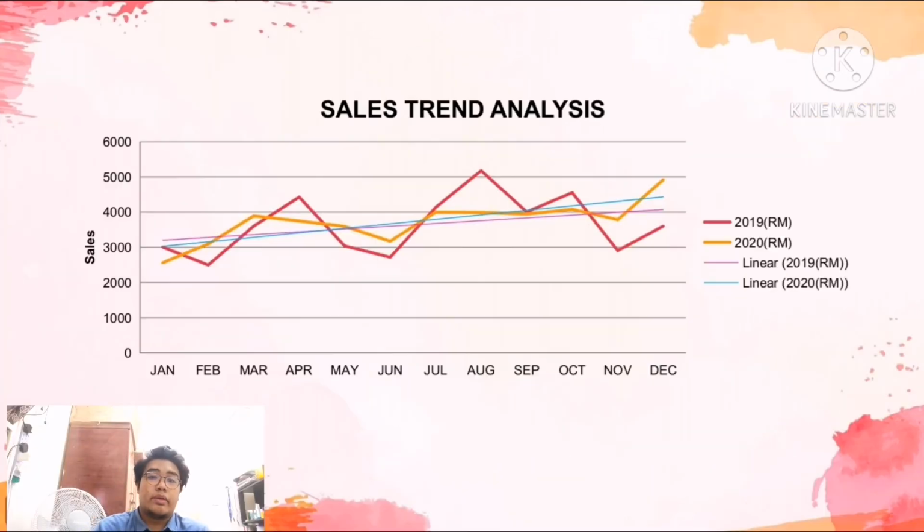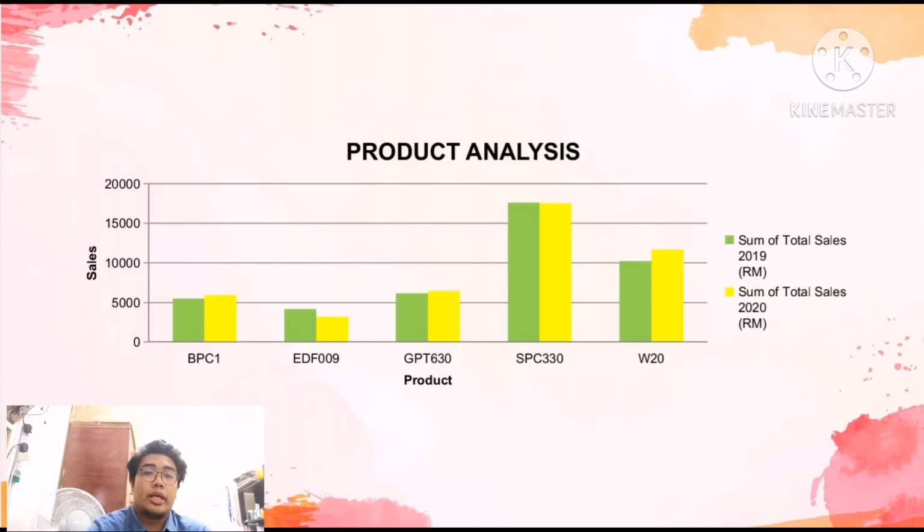Question 3. Sales Trend Analysis. Based on our sales trend analysis, we can see that the highest sale in 2020 is in December, which is 4,970 ringgit, and the lowest is in January, which is 2,561 ringgit. Meanwhile, in 2019, the highest amount of sale is in August, which is 5,175 ringgit, and the lowest is 2,498 ringgit in February.